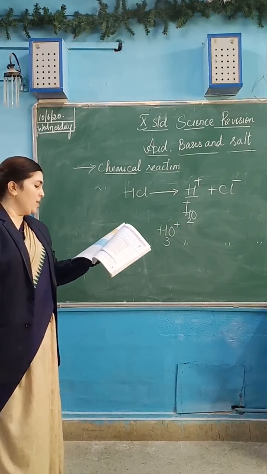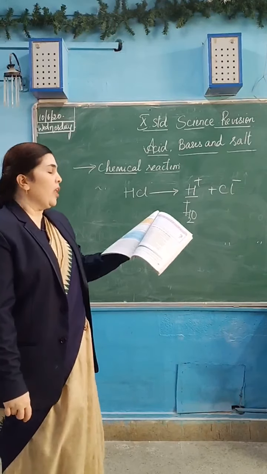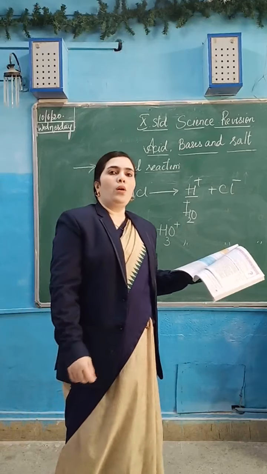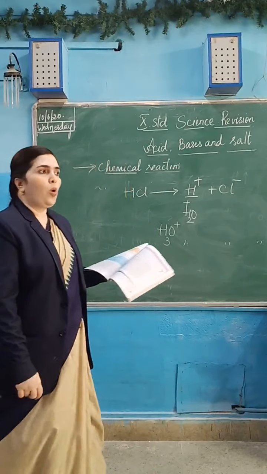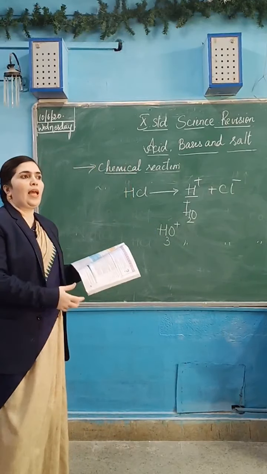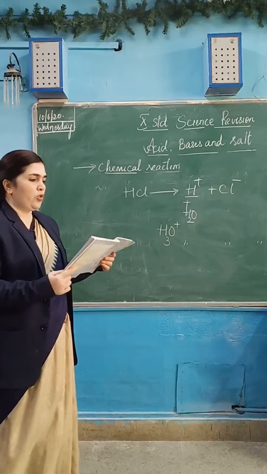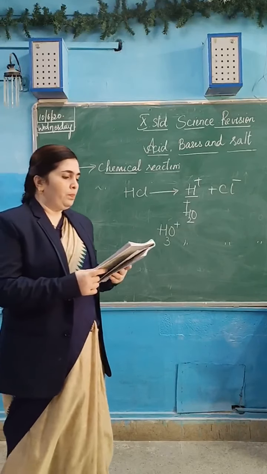So always what you have to do while diluting? You have to add acid to the water. More volume of water should be there, and a little acid you should be adding. That is also one of the questions which is frequently asked.